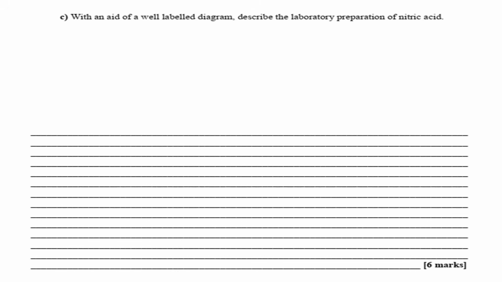With the aid of a well-labeled diagram, describe the laboratory preparation of nitric acid. Remember, you can prepare nitric acid in the lab, but you can also prepare nitric acid in industry by what is called the Ostwald process. We will not describe the Ostwald process now. We are going to describe it later in other lessons.